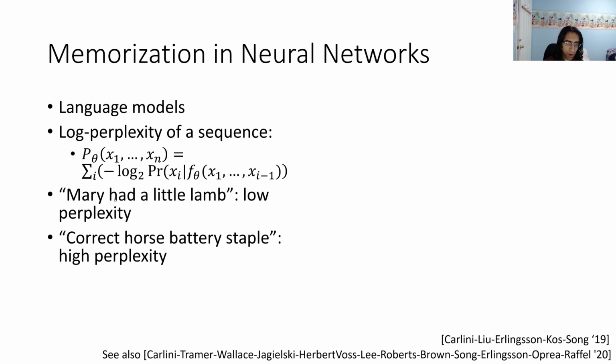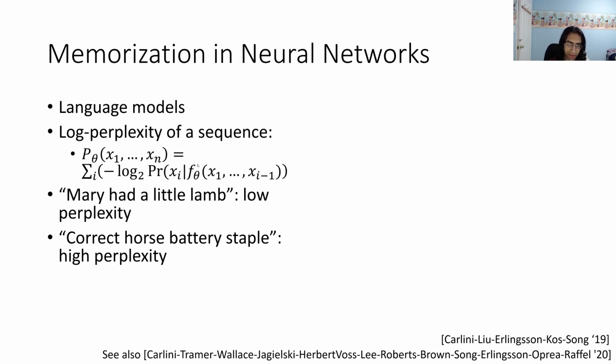More broadly, the hypothesis here is that this language model, which assigns a log perplexity to a sequence, lower if it's more likely and higher if it's less likely, might assign a low perplexity score to things which are unlikely but nonetheless appear in the training data set, indicating that they're in the training data set. And how would you test this?